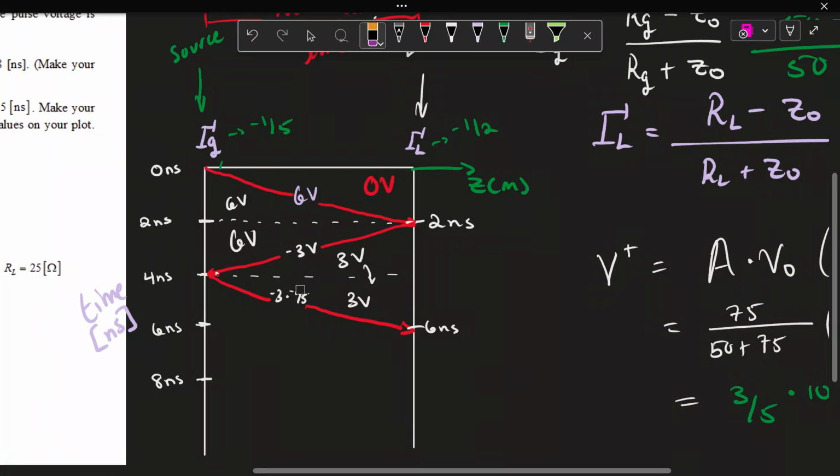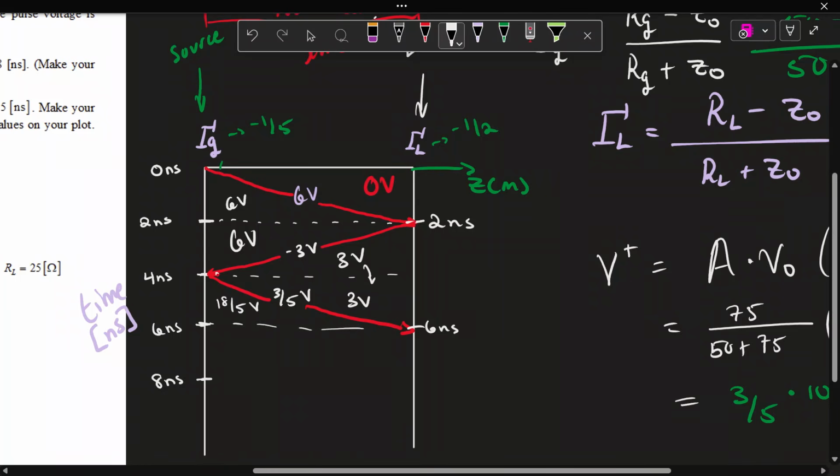So now 3 times negative 1 over 5 is 3 over 5. So we have 3 over 5 volts. Now we add. Remember, again, we add. We go across the arrow. 3 plus 3 over 5. Well, 3 is 15 over 5 plus 3 over 5. That's 18 over 5. So you add that and you get 18 over 5.